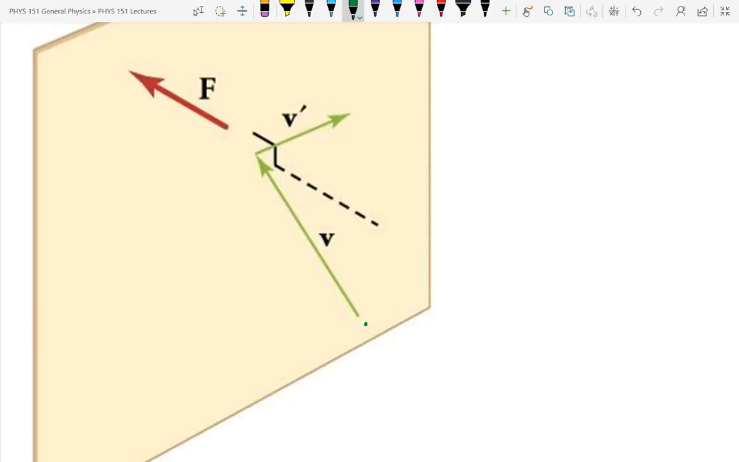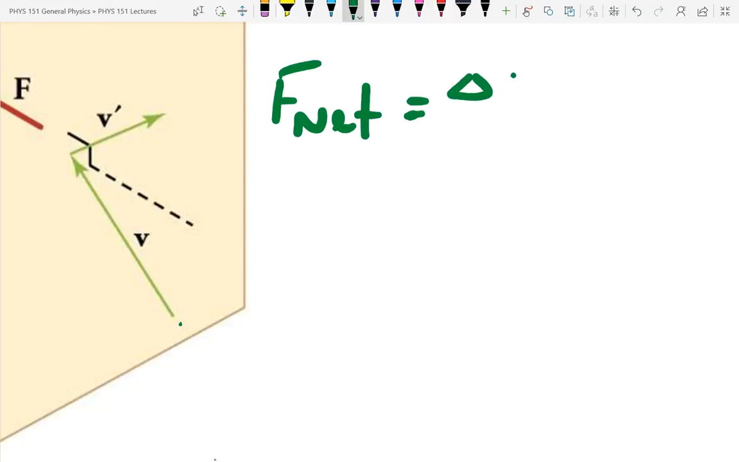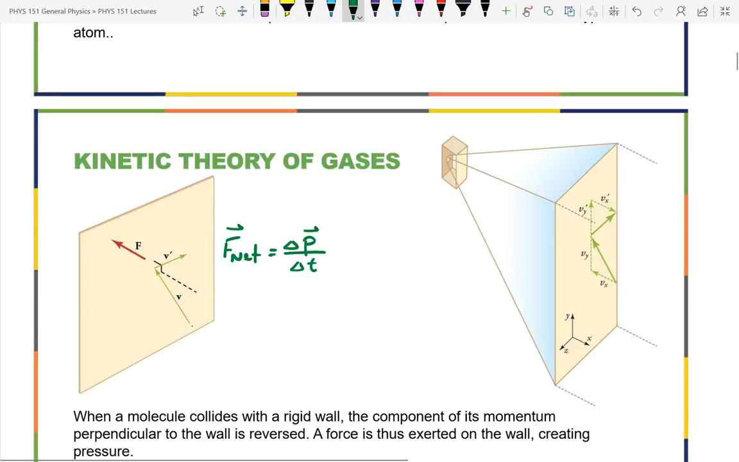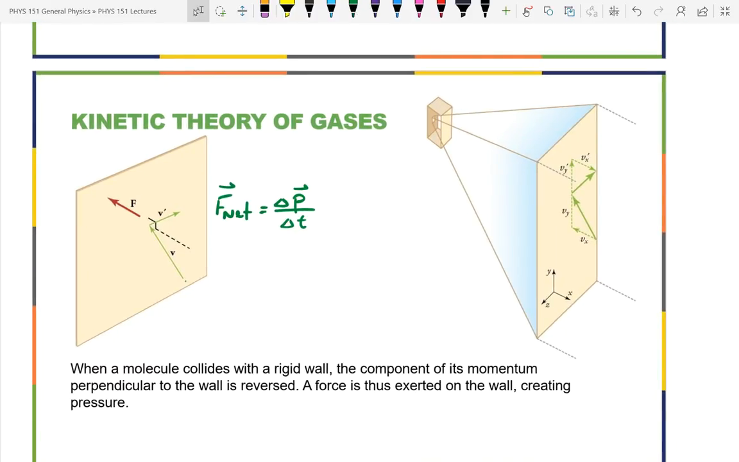And we know that the net force is the change in momentum divided by the change in time. Now this is a vector equation, of course, so I'll put my vector signs. That is going to be our starting point for doing this problem. There's going to be a force applied to a particle every time it hits the wall. And we know that pressure relates to that force because pressure is force over area. So we're going to build up from that.